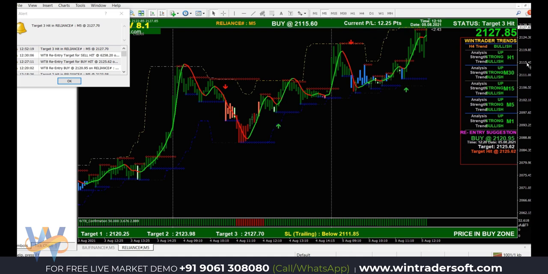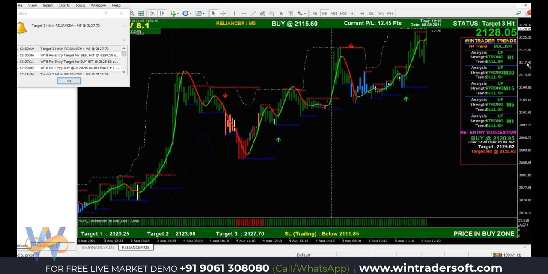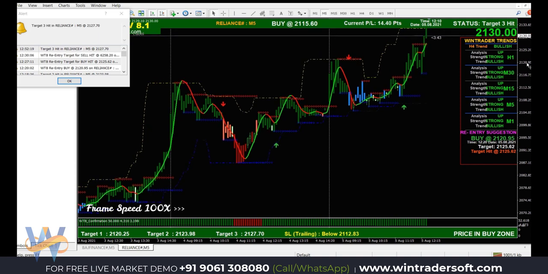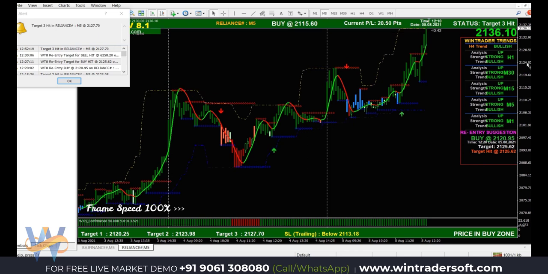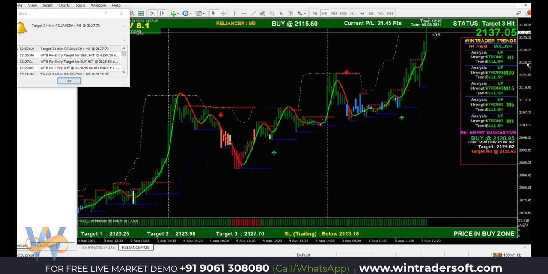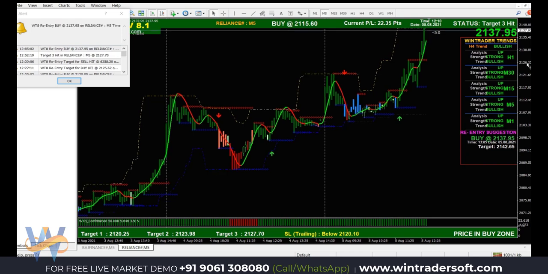The first re-entry suggestion has already hit the target. You can exit the trade there and wait for the next suggestion. If it continues, a new re-entry suggestion will appear. If it continues, it's going up again, almost 2130. We still didn't get any re-entry suggestion. Yes, it's going up, 2137. I hope it will generate a new re-entry suggestion because the strong buy trend continues.